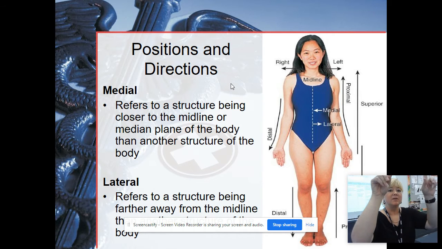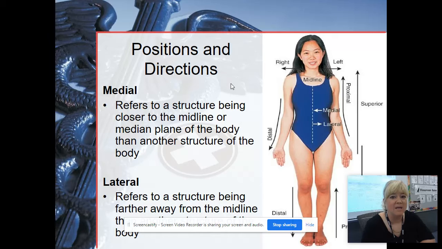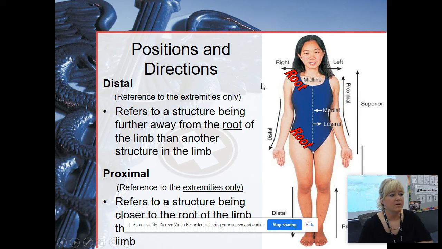Superior, up, inferior, down, anterior, in front, posterior, back, medial, lateral, away from the midline. Let's think of a body part that might be more medial. Let's use the nose again. Your nose is medial to your ears. Your nose is closer to the midline. It's right in the midline. So the nose is medial to the ears, and you can flip it if you want. You can say the ears are lateral to the nose. Okay, I hope that makes sense. We're going to go on. The next terms are called distal and proximal.